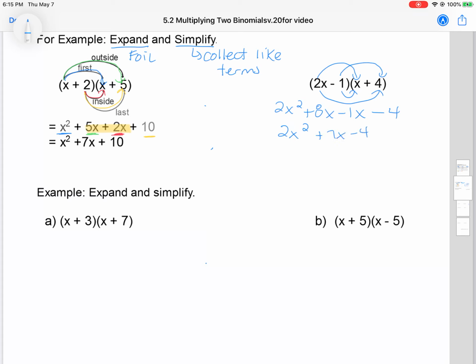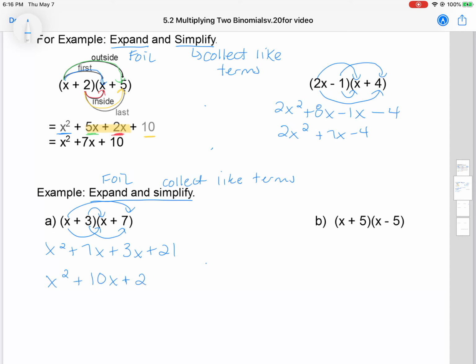Okay, so the first terms are the ones with the x's, so you're going to get x squared because when you multiply the same base, you add the exponents like we did in the first lesson. Okay, and then we had to collect like terms today. So the questions are going to say expand and simplify. So again, expanding is FOIL and then making sure you collect like terms. Okay, so first, x squared, outside 7x, inside 3x, 3 times 7 is 21. And then 7x plus 3x is 10x plus 21.